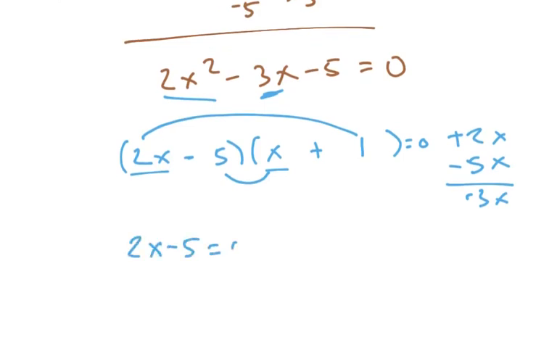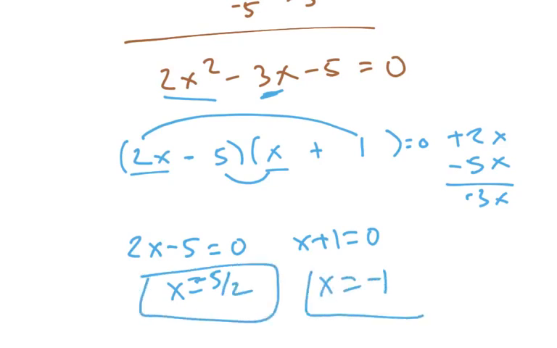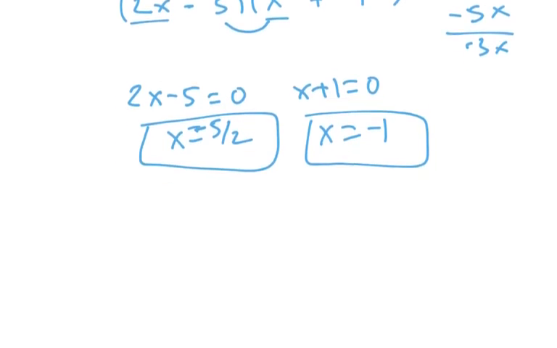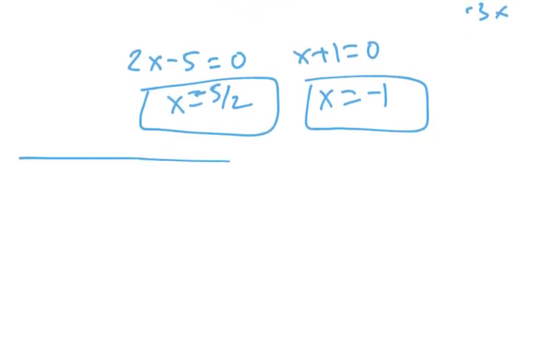And so we can take each component and set it equal to 0 and solve and get x to be 5 over 2 and x to equal negative 1. And at this point in this course, you should be able to see that. Okay? This is what we did by the end of chapter 4. Now, we've learned another method recently. In the last video, we learned a different way to approach this.